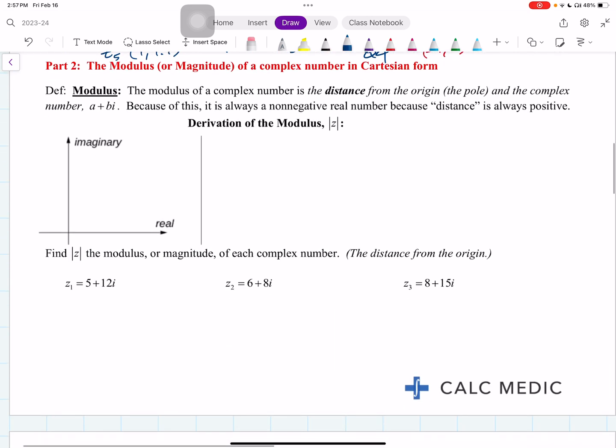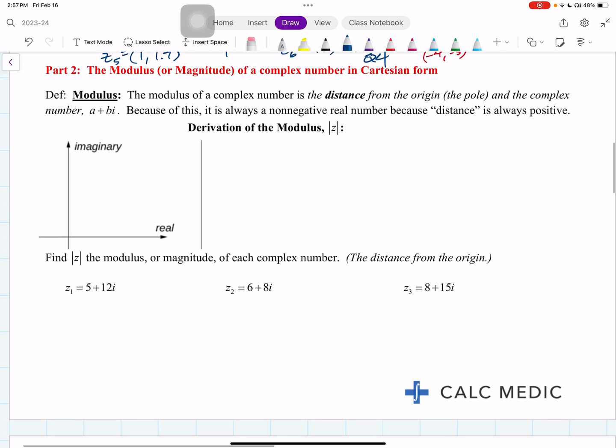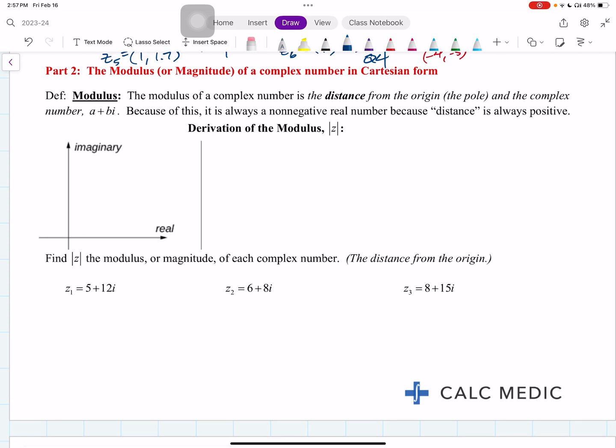All right, part 2. Now, how far is the complex number from the pole or the origin? Well, we call that the modulus, or the magnitude of the complex number. So how do we do that? So let's go ahead and just do a little diagram here.